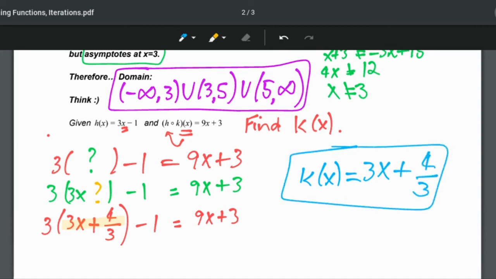All right, and just as a double check, if I were to distribute this, 3 times 3 is 9, so 9x. 3 times 4 is 12. 12 divided by 3 is 4. Minus 1. 4 minus 1 is, in fact, 3. So 9x plus 3 does equal 9x plus 3. And I think we are all finished, so that is it for today.